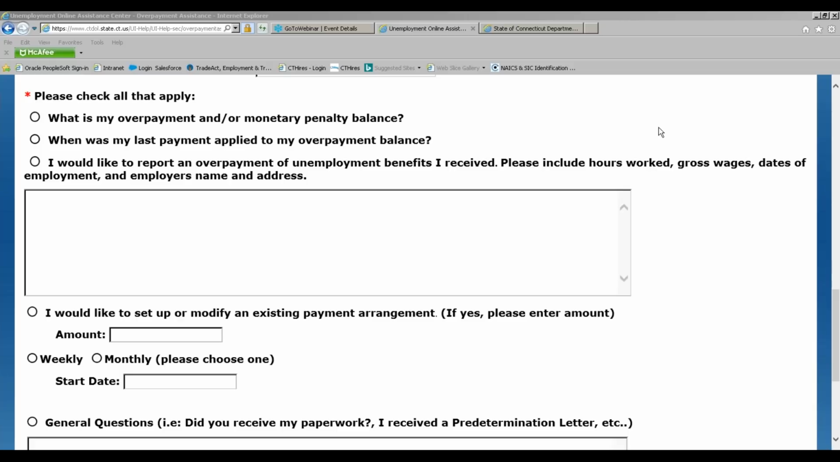If I do have a part-time job, how much do I get on unemployment? So if you're filing each week and you report your part-time wages, we take 2/3 of the gross amount of your part-time earnings and we deduct that from your weekly benefit rate.